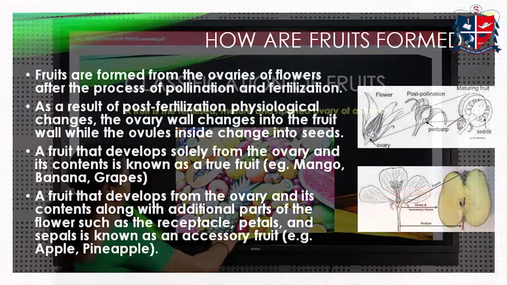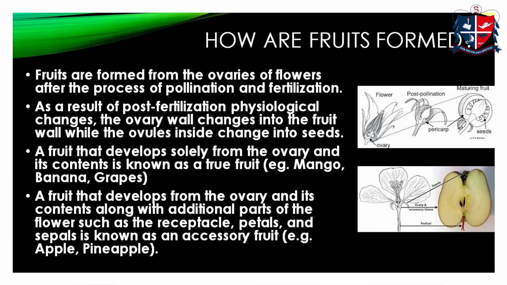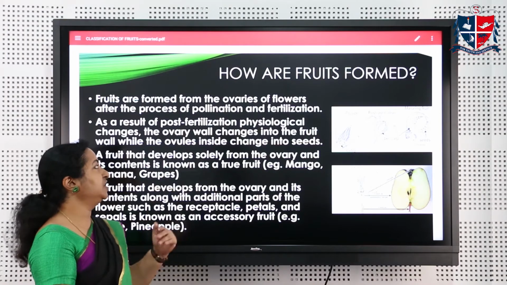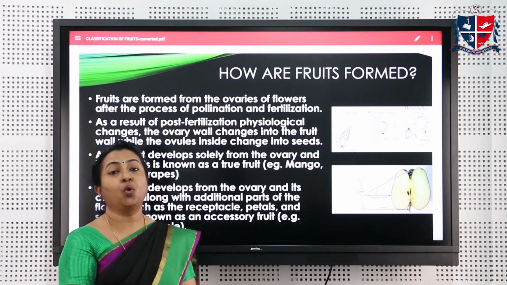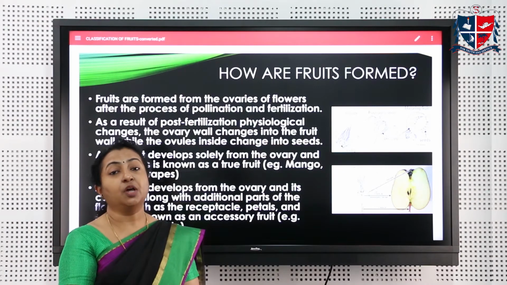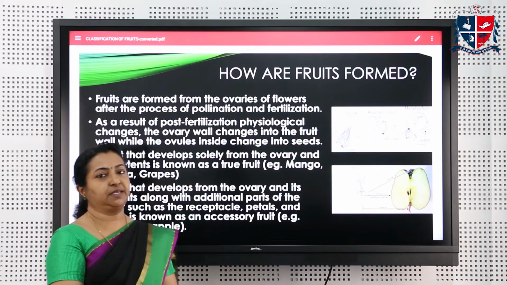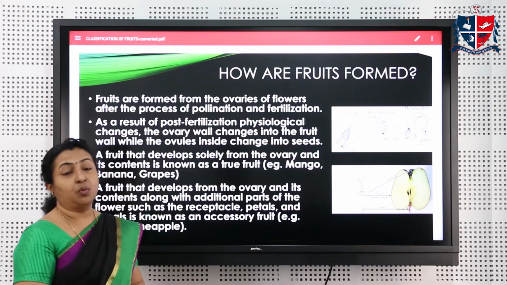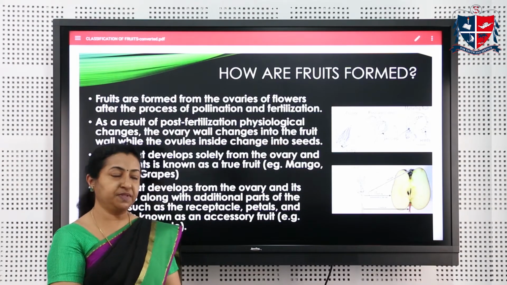Now let us go into how fruits are formed. Fruits are formed from the ovaries of flowers as a result of pollination and fertilization. Now we have post-fertilization physiological changes that lead to the ovary changing into the fruit wall, while the ovules change into seeds. Now we have two types of fruits based on which part forms them.